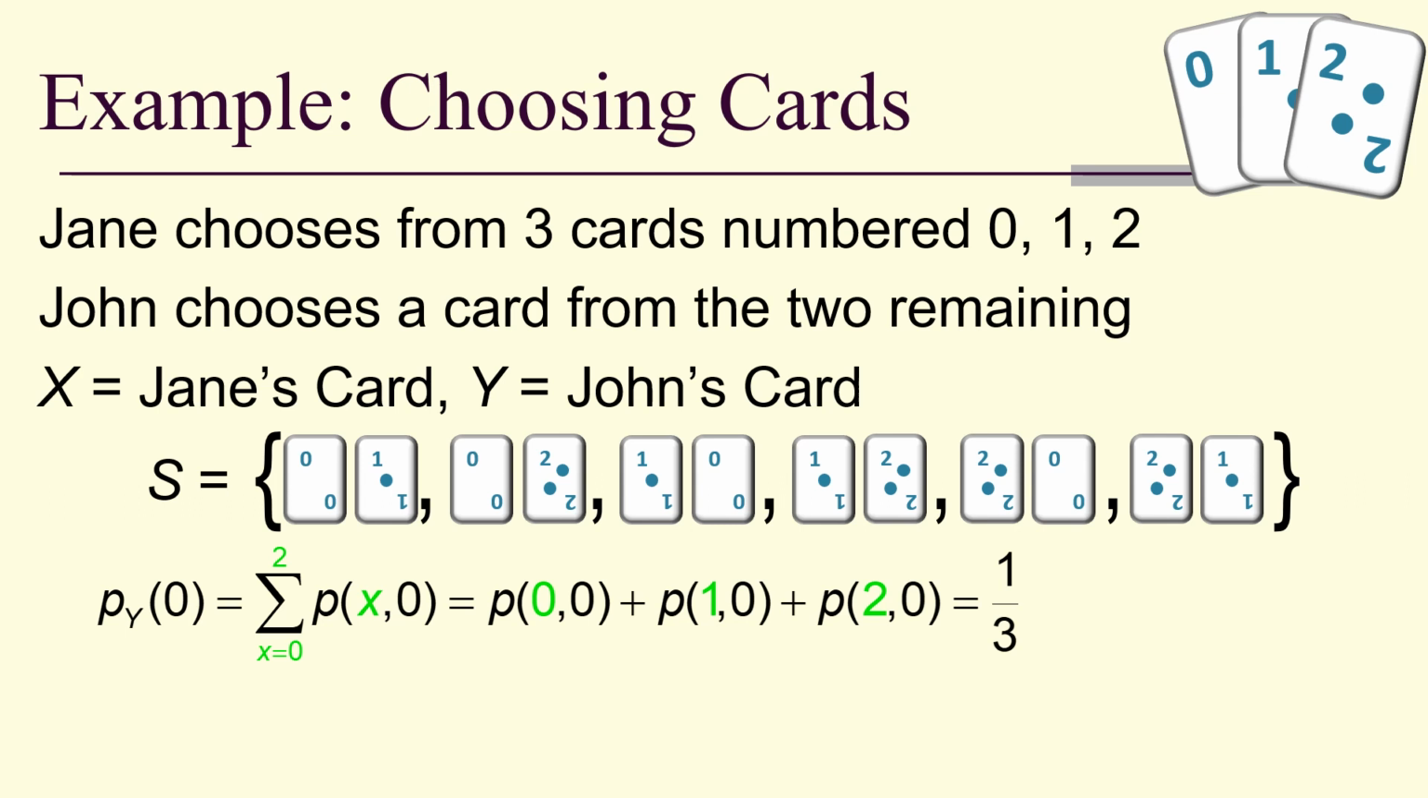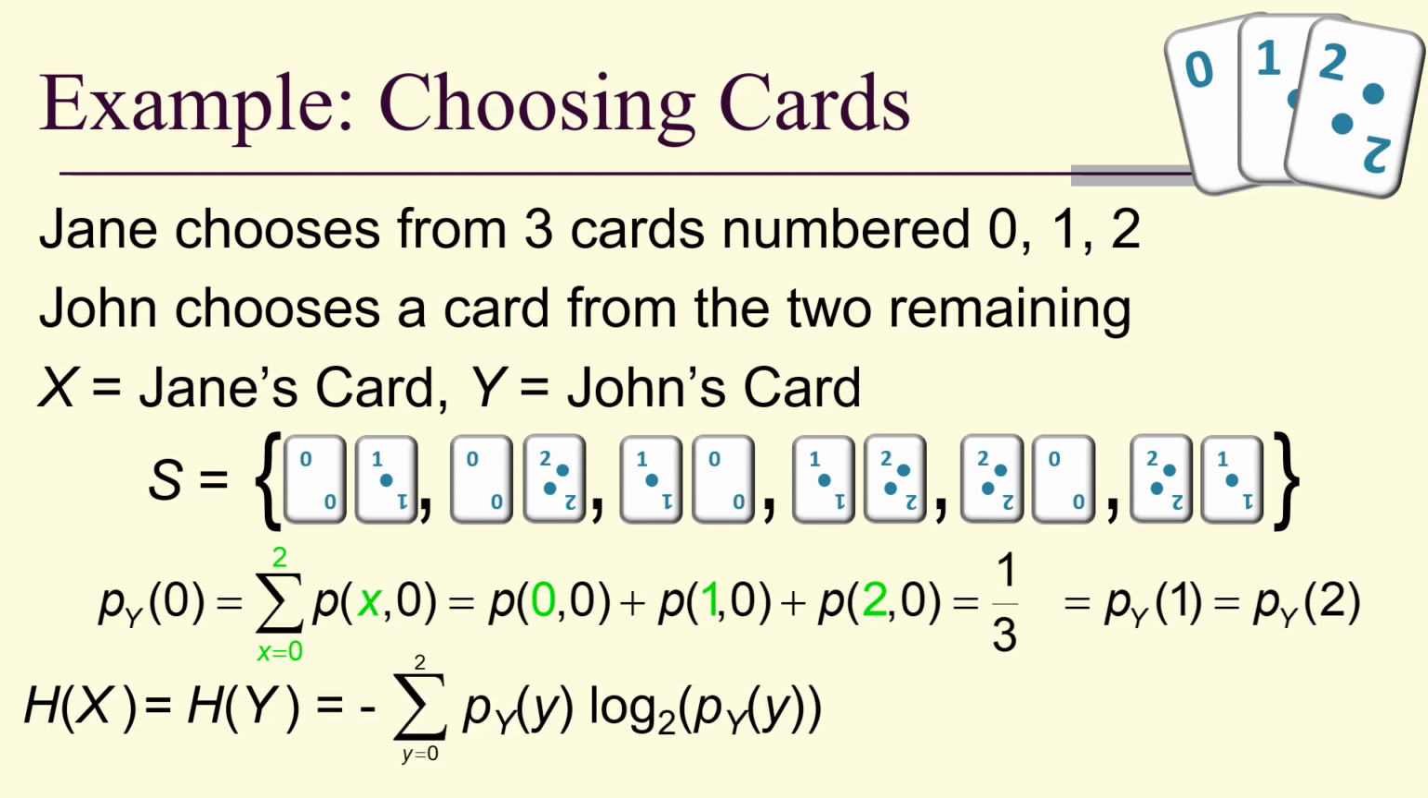The marginal distribution for Y, similarly, we got a formula. We get a third, but we can just look and say, well, Y is 0. That means, look, how many times does the second card equal 0 in our set S? Exactly twice out of 6 possible. So the pure entropy of X and the pure entropy of Y have to be the same. That's this negative sum, but the probabilities are all 1/3.